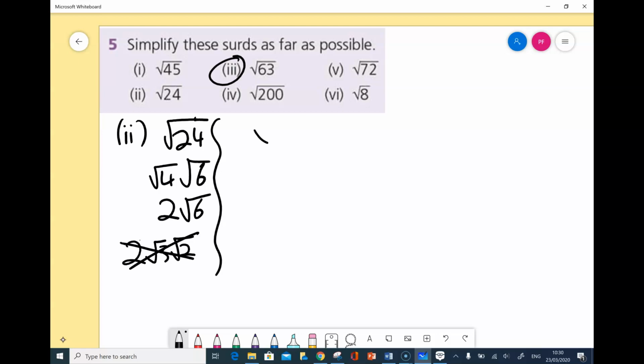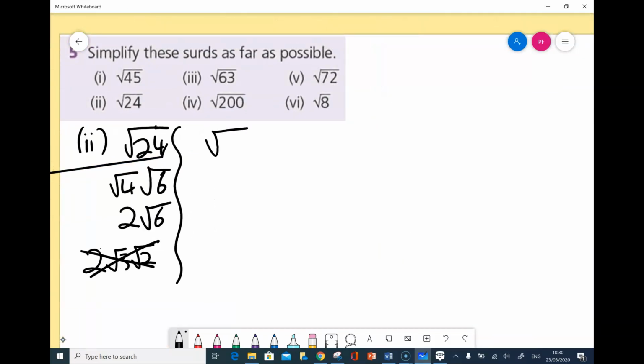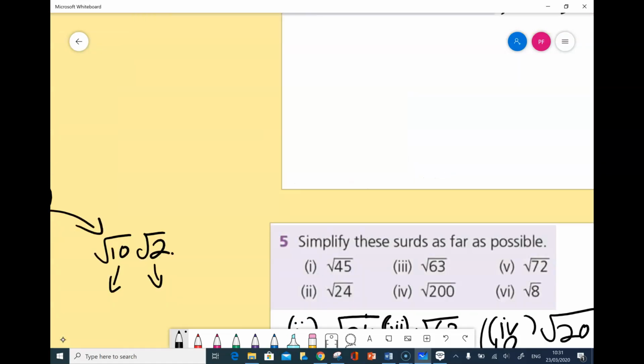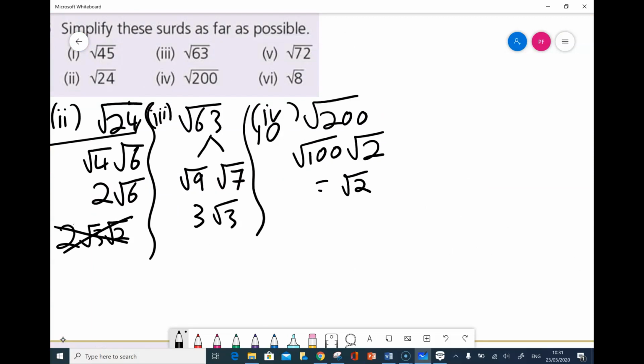Right, part 3, the root of 63. So I need factors of 63 that would give me nice square roots. Well, 9 by 7 would do it. The square root of 9 is 3, so it's 3 root 7. Part 4, the square root of 200. That's a tougher one. Well, that's the square root of 100 multiplied by the square root of 2. The square root of 100 is just 10, and root 2 doesn't have a nice square root, so that'll do fine.